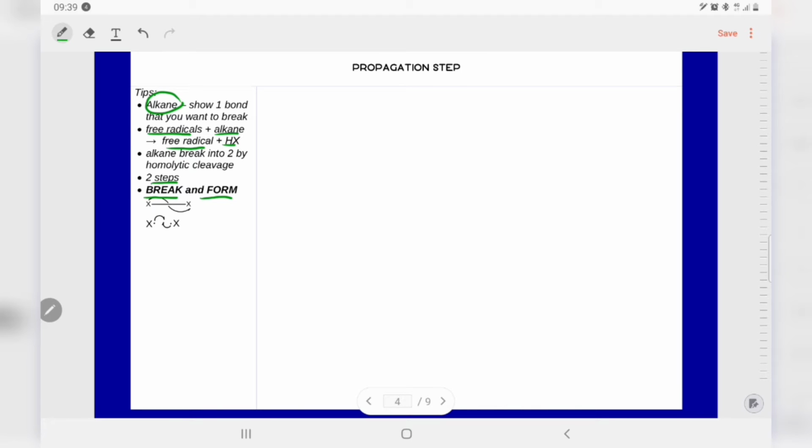So the first step is to take the alkane. We have the alkane CH4, but we need to show one bond that we want to break. So how can we write this alkane? We can write CH4, and we have the free radical Br, and it will form product.